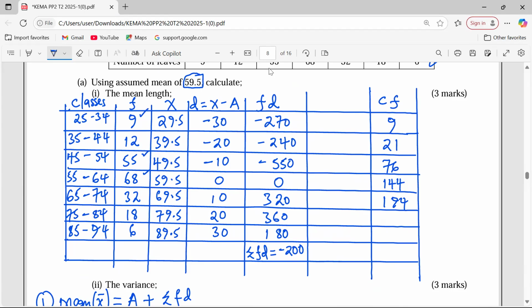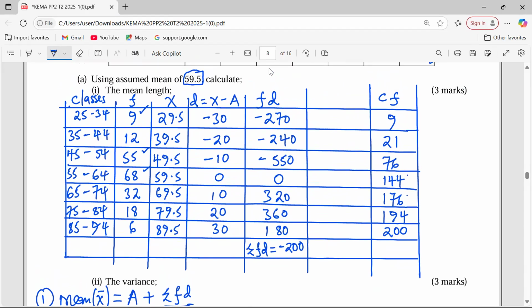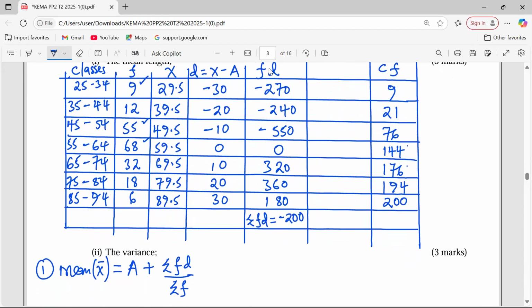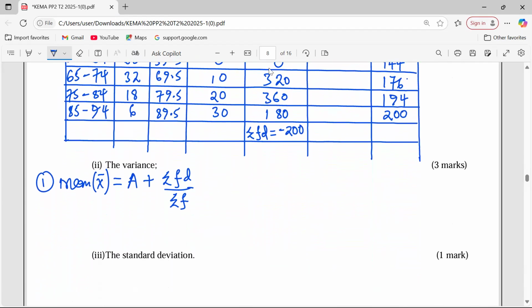No, I think there's something we are skipping. When we take 76 and we add 68, I'm getting 144. Then 144, I add 32, I should get 176. 176 plus 18 now gives me 194. Then 194 plus 6 gives us 200. So if cumulative frequencies are totaling to 200, then the summation of F is also 200.